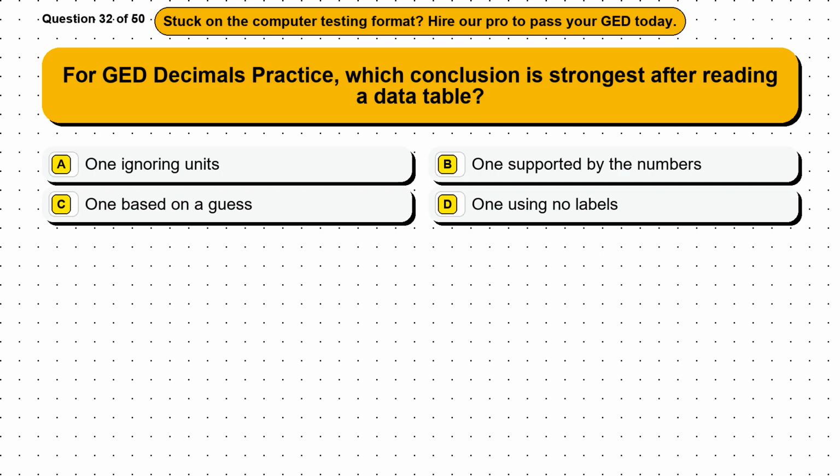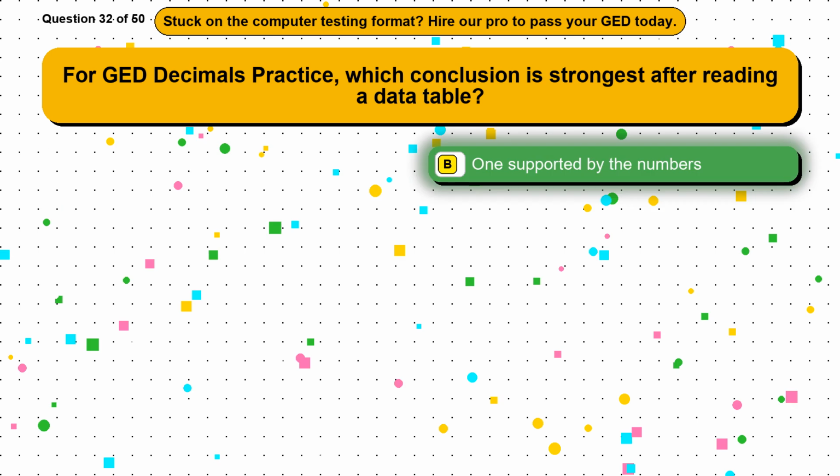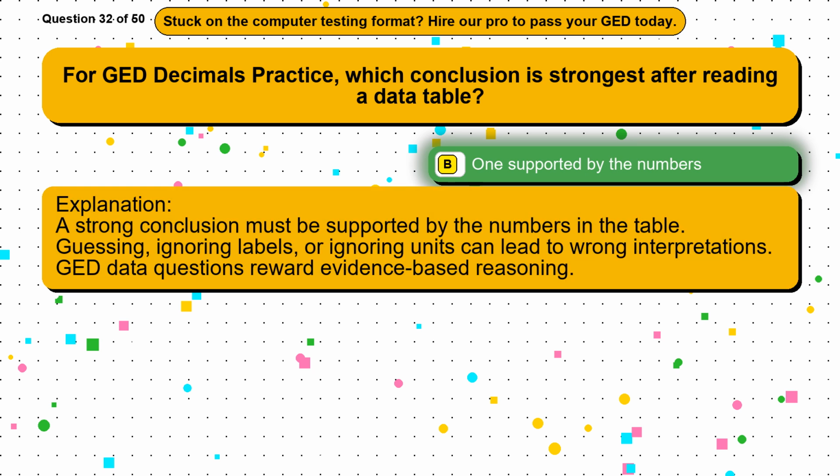Question 32. For GED Decimals Practice, which conclusion is strongest after reading a data table? Option A. One ignoring units. Option B. One supported by the numbers. Option C. One based on a guess. Option D. One using no labels. The correct answer is option B. One supported by the numbers. A strong conclusion must be supported by the numbers in the table. Guessing, ignoring labels, or ignoring units can lead to wrong interpretations. GED data questions reward evidence-based reasoning.